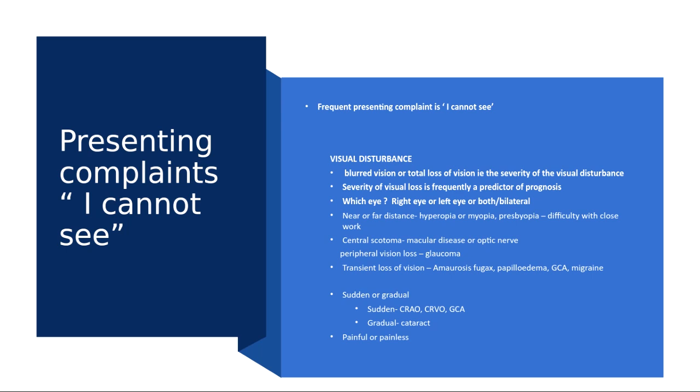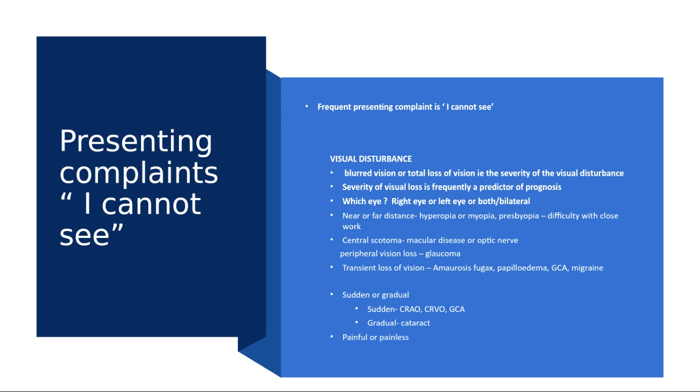I don't know if you know what that is. That's the equivalent of a transient ischemic attack. Papilledema, giant cell arteritis, migraines, those are all causes of a transient visual loss. But for a sustained visual loss, you'd have to think of other things like a cataract, or if they're having some retinal disease.